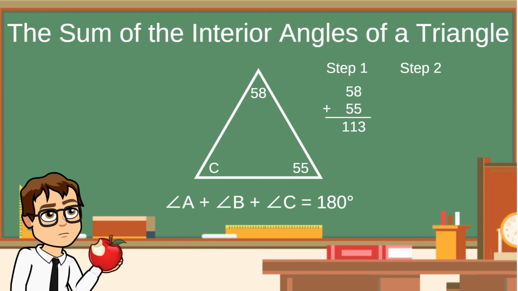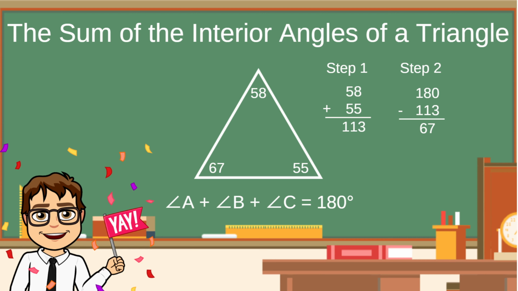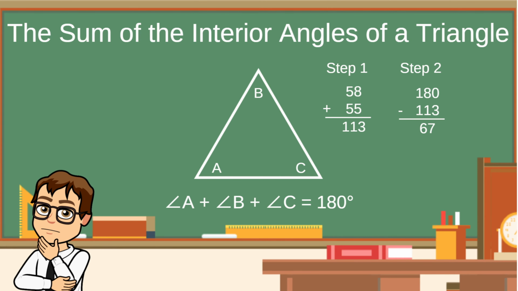Our second step will be to take the total measure of all angles in a triangle, which is always 180, and subtract our sum from step 1 from it, 113. This gives us 67. That means the angle C has to be 67 degrees. That's it. That's how easy this is. Let's work on another example.